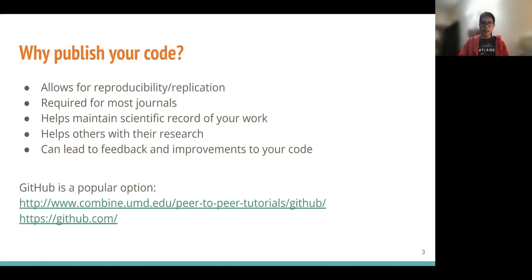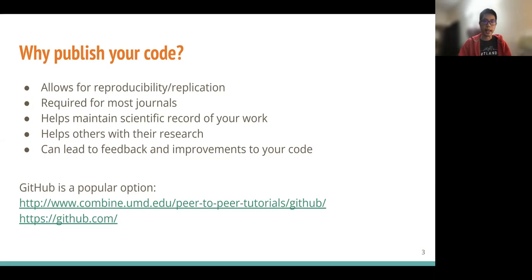Right. So first off, why publish your code at all? I mean, the real big reason to publish your code is it allows for reproducibility of your work, and for others to be able to replicate it. And it's actually a requirement for most journals. So when you publish your work, you're likely asked to publish your code alongside it.